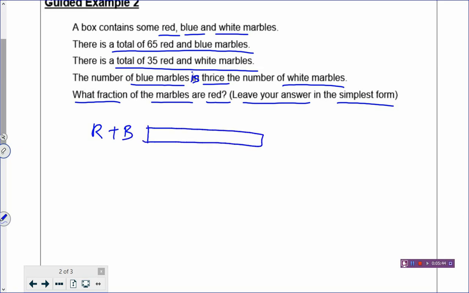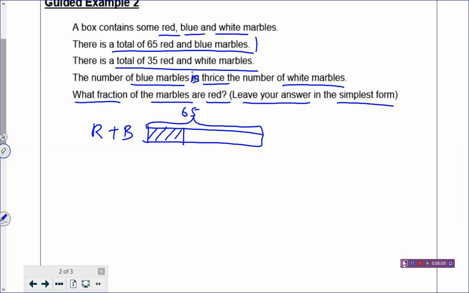So I draw a rectangle, and it's shared by 2 colors. So the first part belongs to the red color, and the second part belongs to the blue color, right? And there is a total of 65 red and blue. All right, now keep reading.